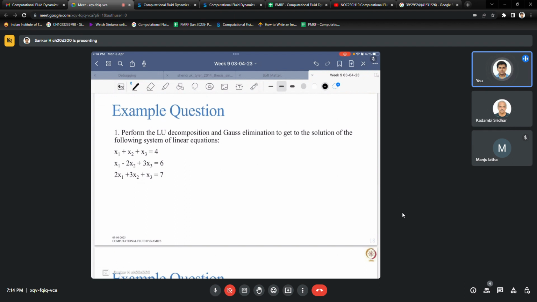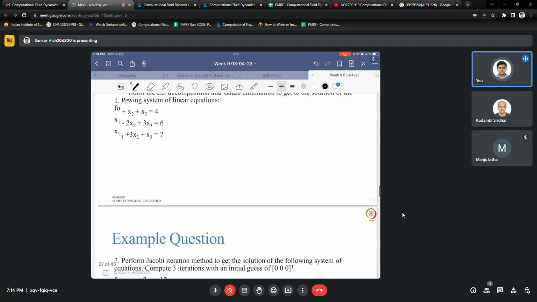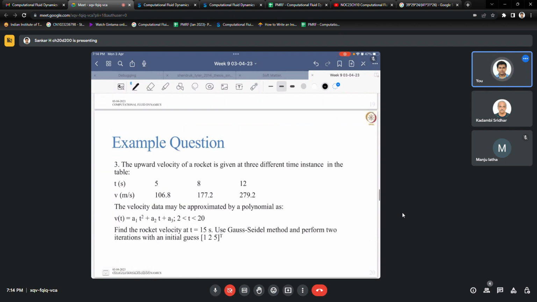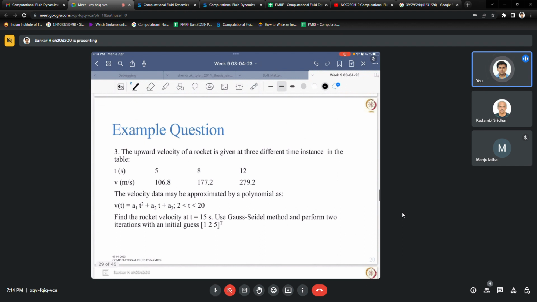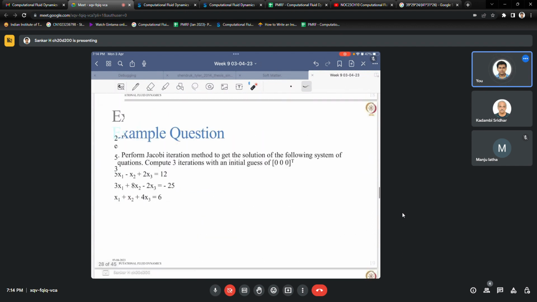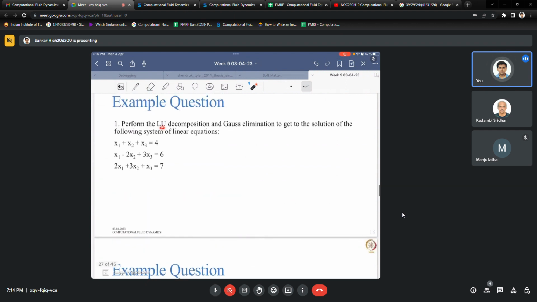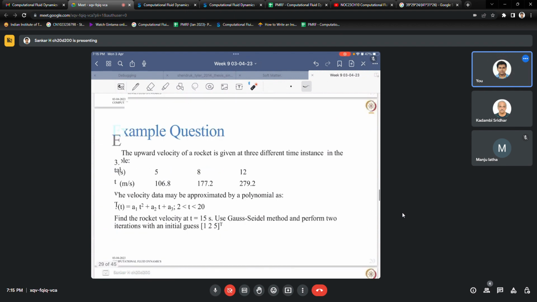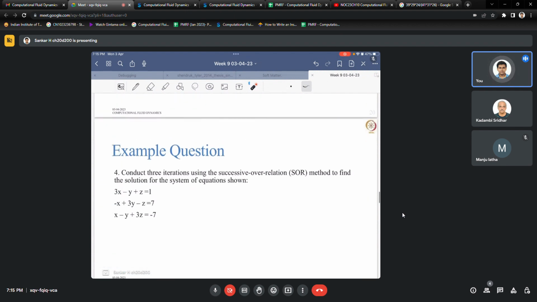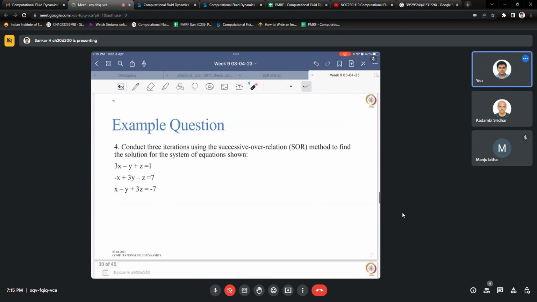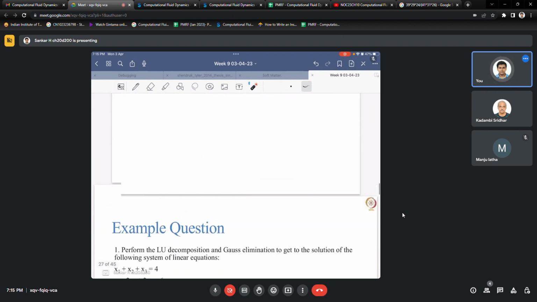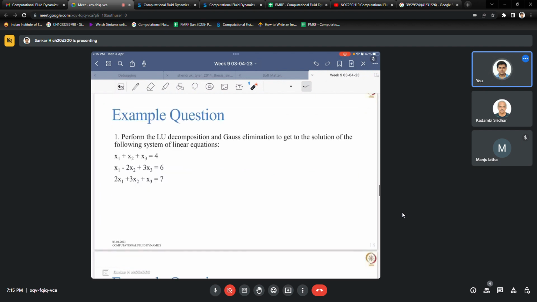Again, this particular problem is just mathematics. It won't be dealing with any CFD technique over here. So you can see that all of these questions are very straightforward from a mathematical sense, where we use Gauss-Seidel. In this question, we have used Jacobi iteration, LU decomposition, and Gauss elimination, and also a successive over relaxation method over here. So we'll take a minute's break and continue with these example questions.